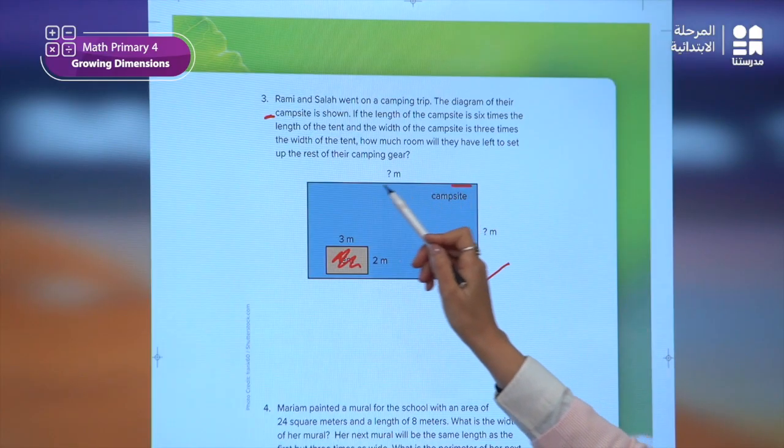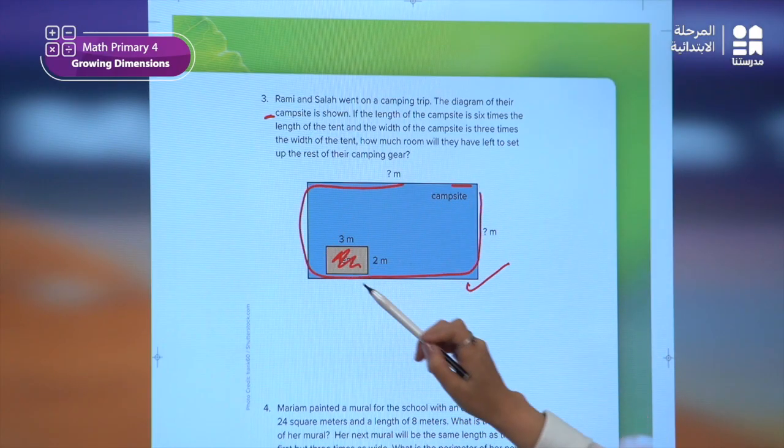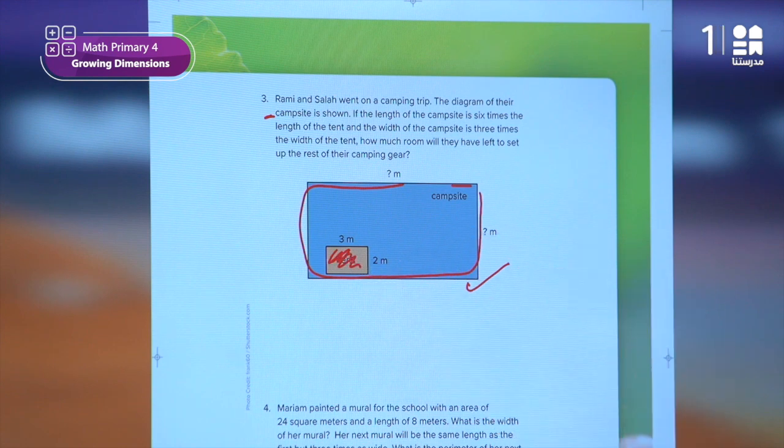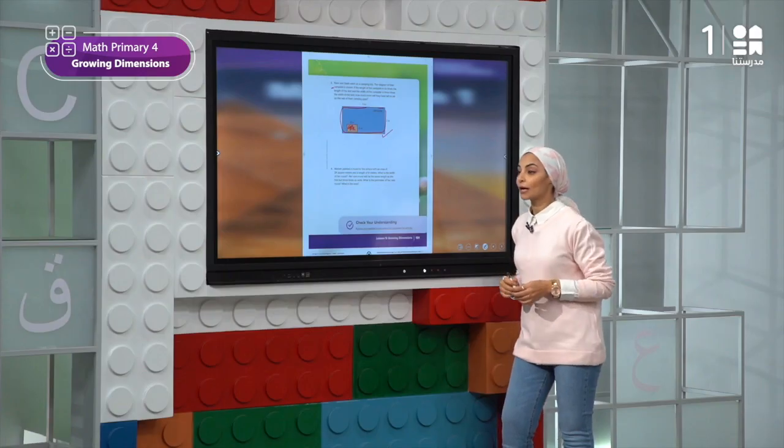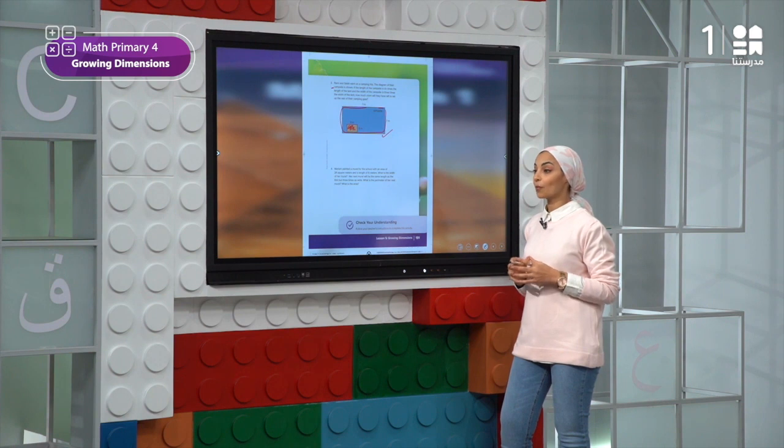طيب عايزة أحسب remaining part هعمل إيه؟ I will calculate the area of the campsite كله على بعضه وبعدين I will subtract from it the area of the tent. هحسب الاريا بتاعت الكامب سايت كله وهعمل ماينس للاريا بتاعت التنت اللي جواه. To calculate the length and the width of the campsite أول حاجة عايزة أعرف اللينث والويدث بتاع الكامبسايت.